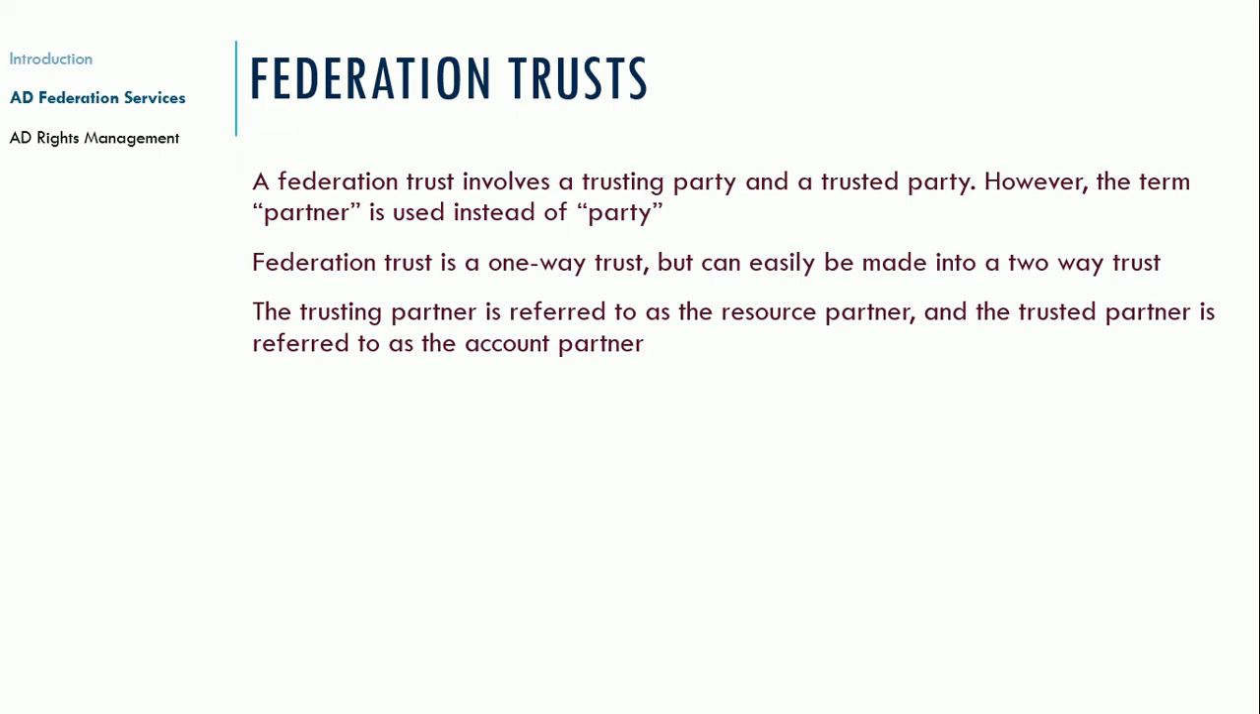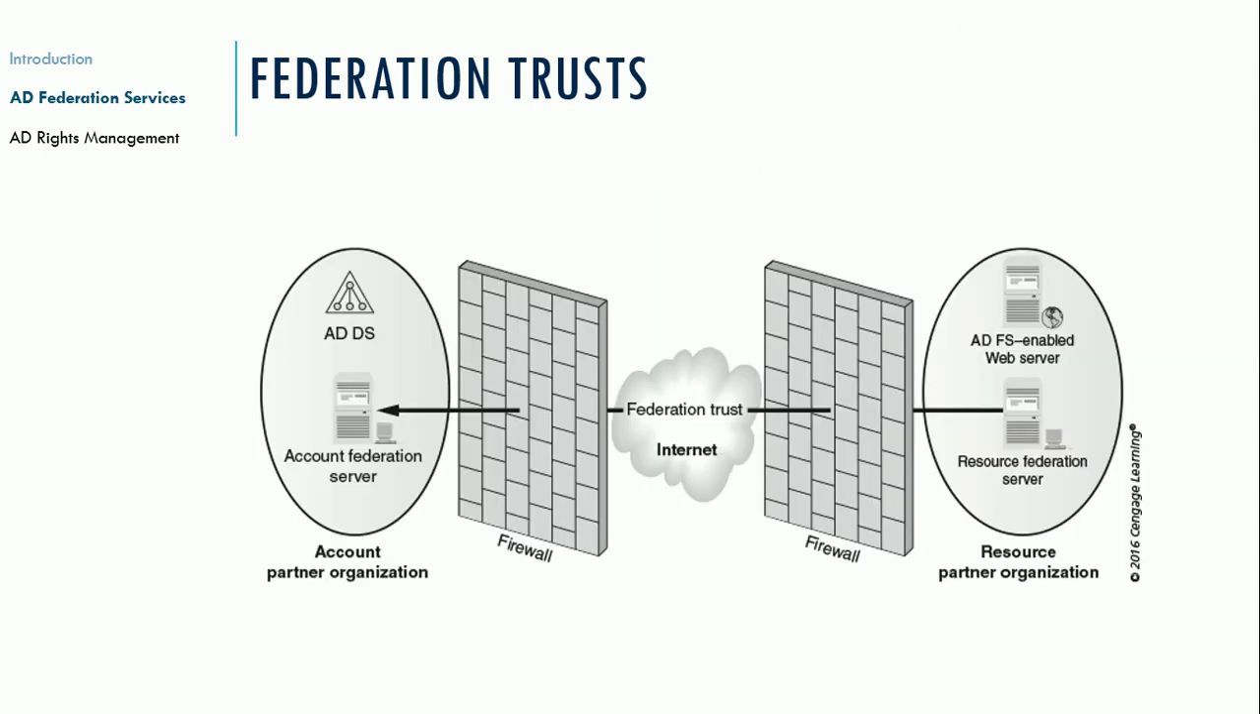A Federation trust involves a trusting party and a trusted party. In other words, that would be a one-way trust, right? Somebody trusts someone else. However, the term partner is used instead of party when we talk about Federation Services in Windows, so instead of using the term party, I'll use the term partner from here on out. A Federation trust is a one-way trust, but you could also make it a two-way trust by having it on both sides. We'll talk about that in just a few minutes. The trusting partner is referred to as the resource partner, and the trusted partner is referred to as the account partner. Let's take a look at a picture that shows this.